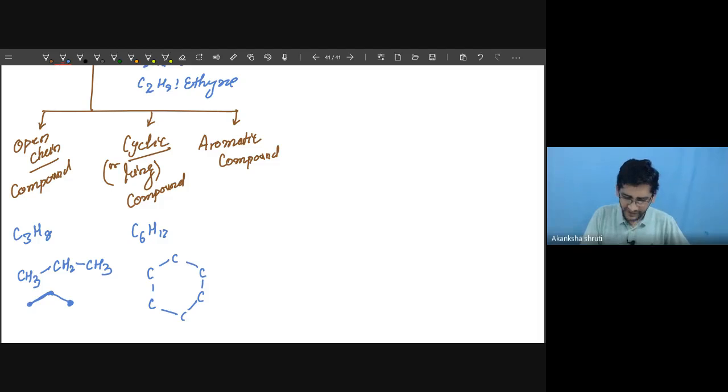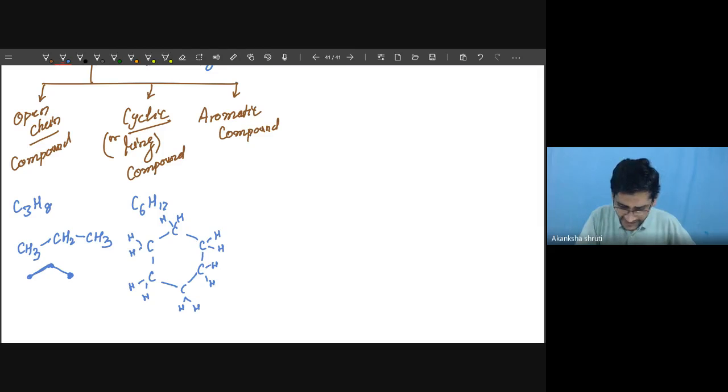This we have learned earlier. But at each of the carbon, there are 2 hydrogen to fulfill the tetravalency of carbon. So this is the structure of C6H12. Okay. So in the ring there is no double bond.